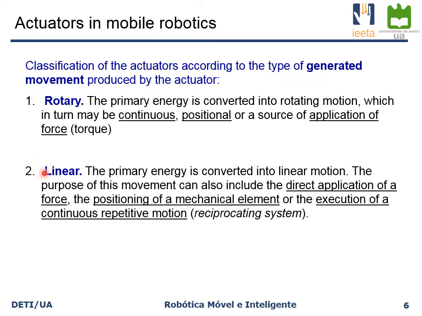There are also actuators which produce a linear movement. So linear motion is the target of this kind of actuators, and the purpose of this movement can also include the direct application of a force, as in the case of the rotary ones, the position of a mechanical element, or the execution of a continuous repetitive motion, which is normally designated as a reciprocating system. A piston in an engine motor, for instance, is an example of a continuous repetitive motion, so a reciprocating system.